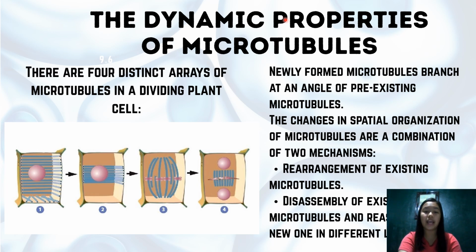Ang lability ng cytoskeletal microtubules ay nagmumula sa non-covalent protein associations na ito din ay nagbibigay daan sa depolymerization at repolymerization alinsunod or connected siya sa pangangailangan ng cells. Ang mga plant cell naman, nagpapakita sila ng dynamic microtubule arrays sa iba't ibang stages ng cell cycle. Nagpapakita ng rearrangement sa mga mechanism na disassembly and reassembly.